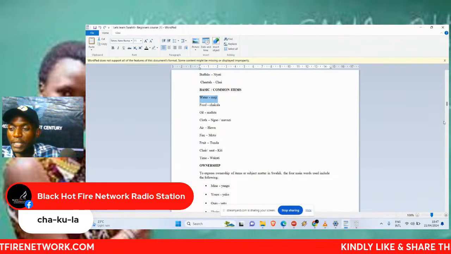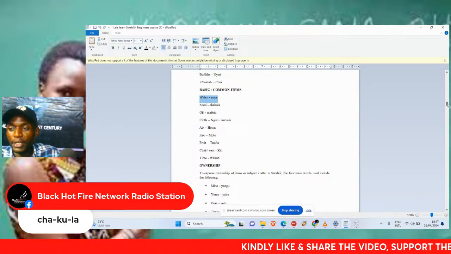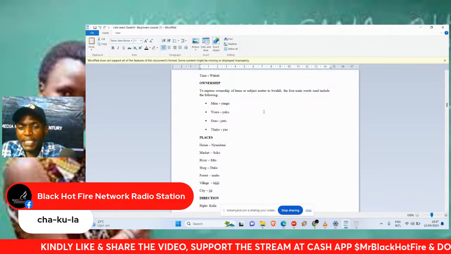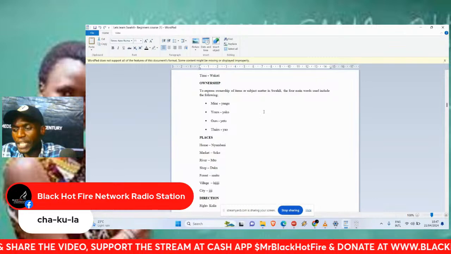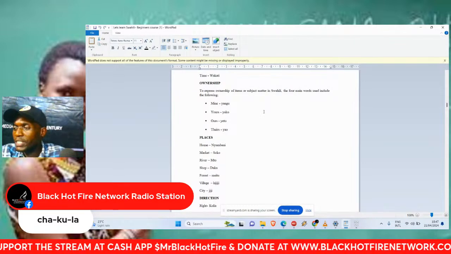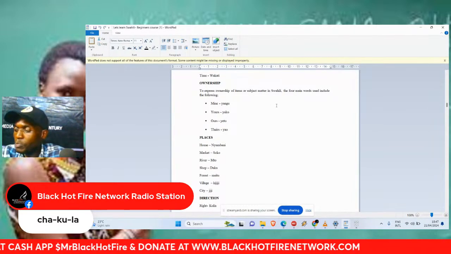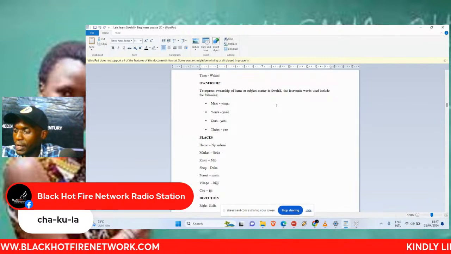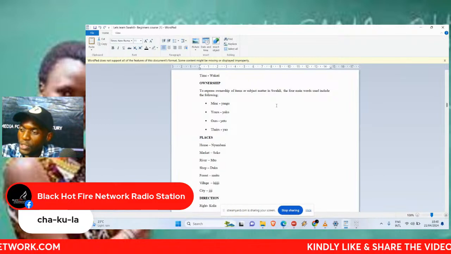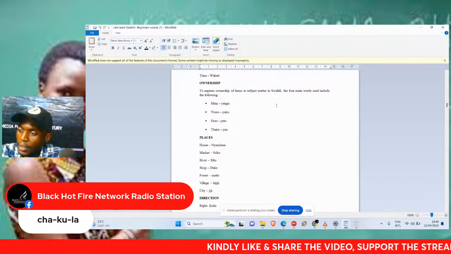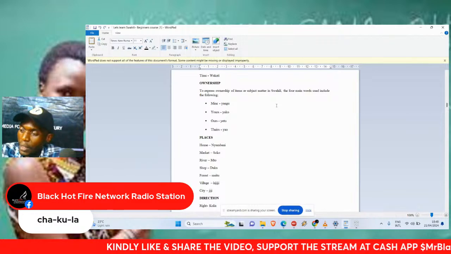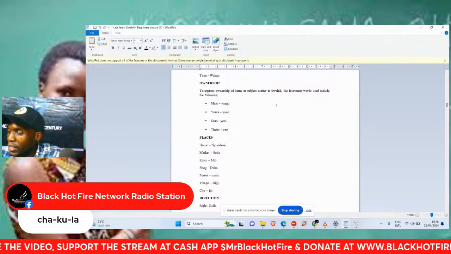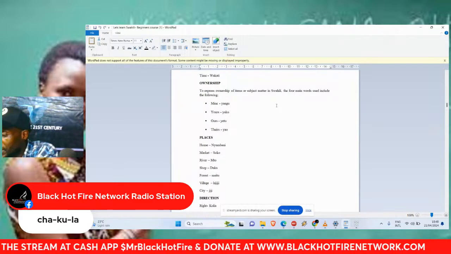So time is wakati, you might say wakati mwema or siku njema, and it's understood to be that easy. And then we talked about places. I don't know if you remember last week, we talked about places. When you talk about places, these are part of the nouns, the names of our places.